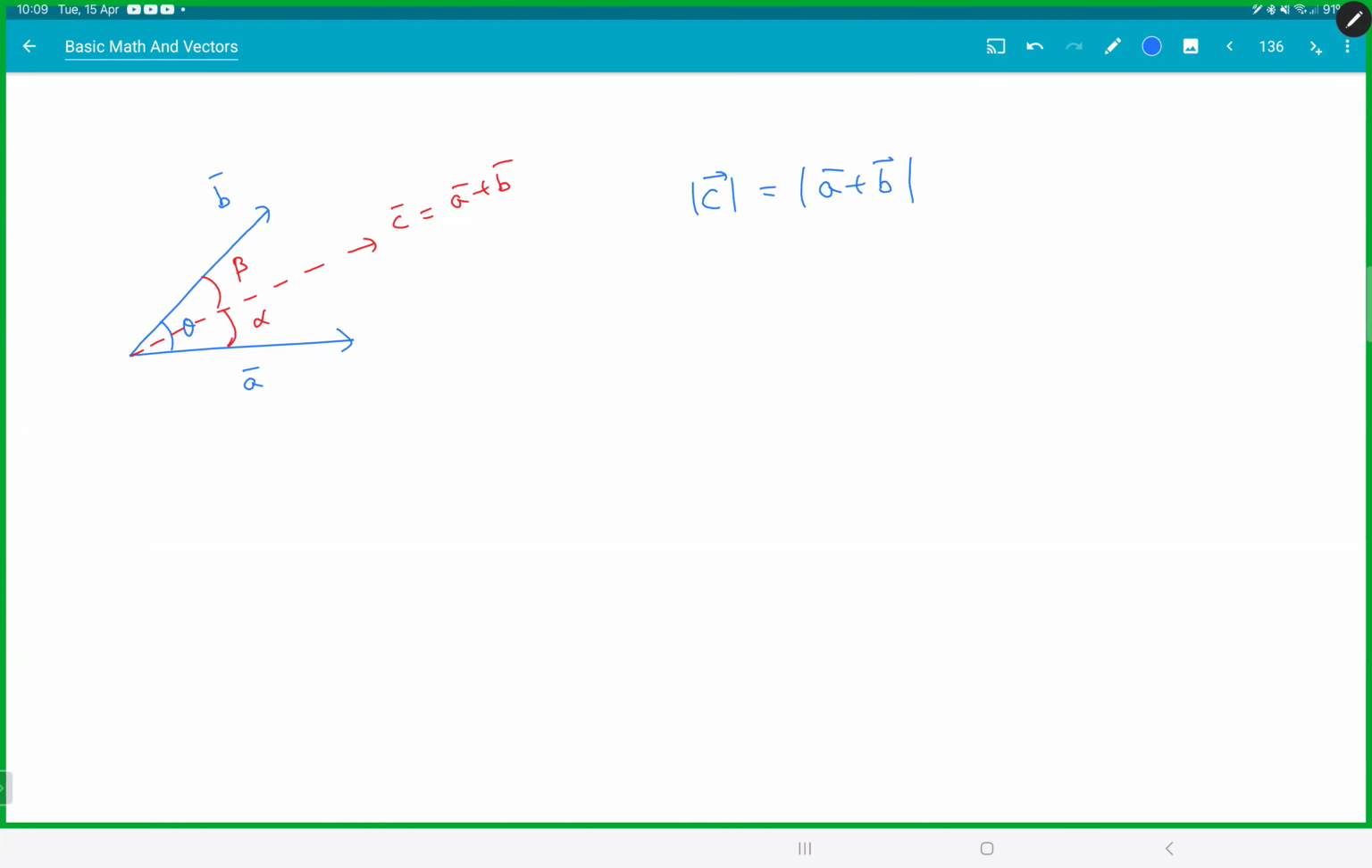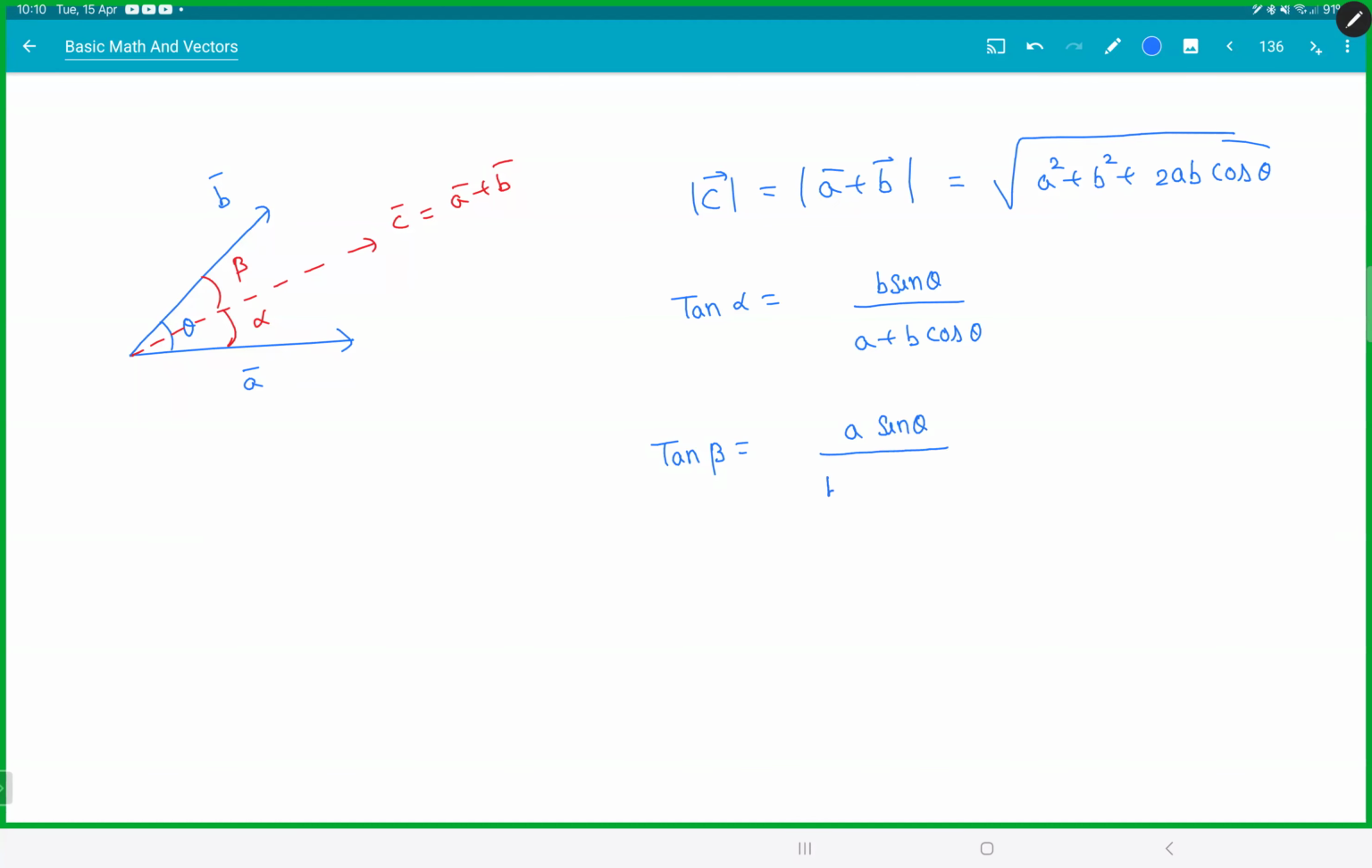when you add A plus B, you'll get C. This is root over A square plus B square plus 2AB cos theta. You can note down this. Tan alpha will be B sin theta by A plus B cos theta. There. Put it up. You will need this.